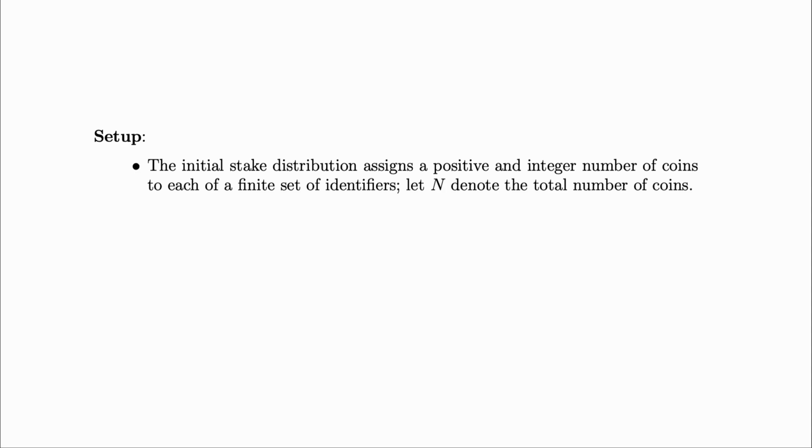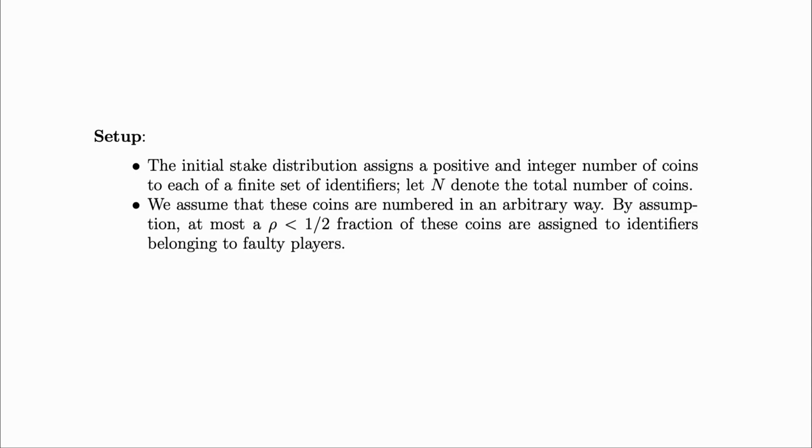Okay, so let's talk a little bit about the basic setup first. The initial stake distribution assigns a positive integer number of coins to each of a finite set of identifiers. We're going to use uppercase N to denote the total number of coins. We're going to assume these coins are numbered in an arbitrary way. And by assumption, because we have a rho-bounded adversary, at most a rho less than a half fraction of these coins are assigned to identifiers belonging to faulty players, according to the initial stake distribution.